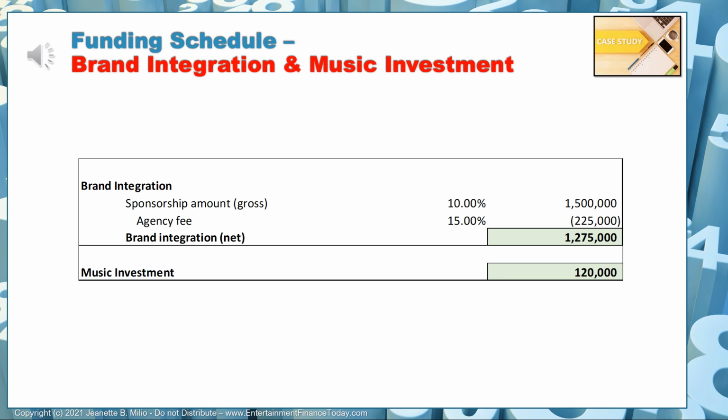And there is no mentioning made that we will only get 50% this time from the brand and then the other 50% when the movie is finished. In this case study, the brands agree to pay us everything before the film is done. So we get the full $1,275,000 allocated to us and can use that to cover the production costs. And then the music investment is still $120,000.